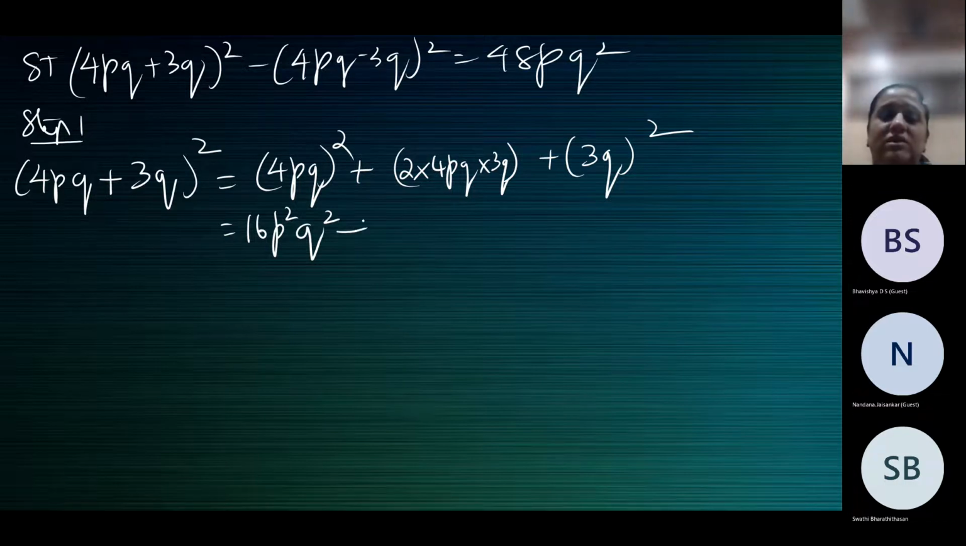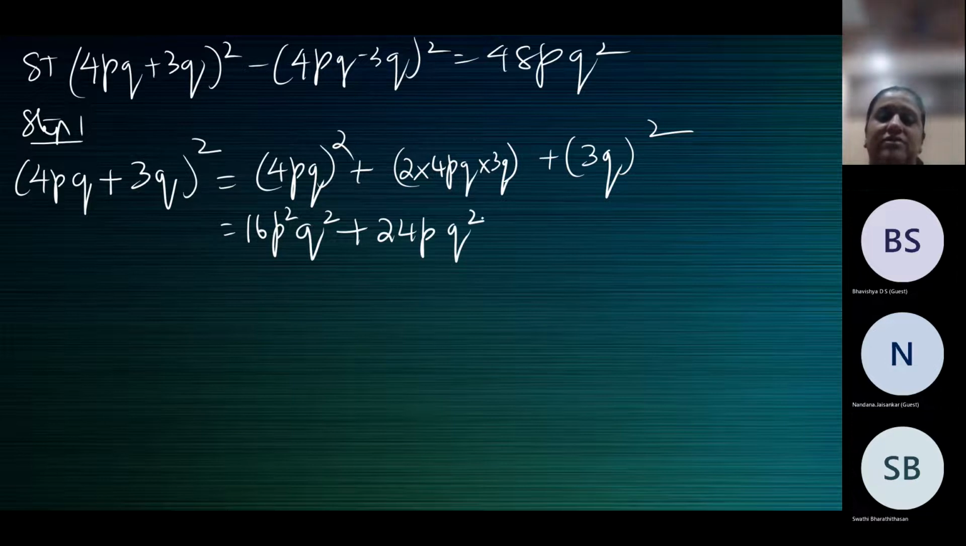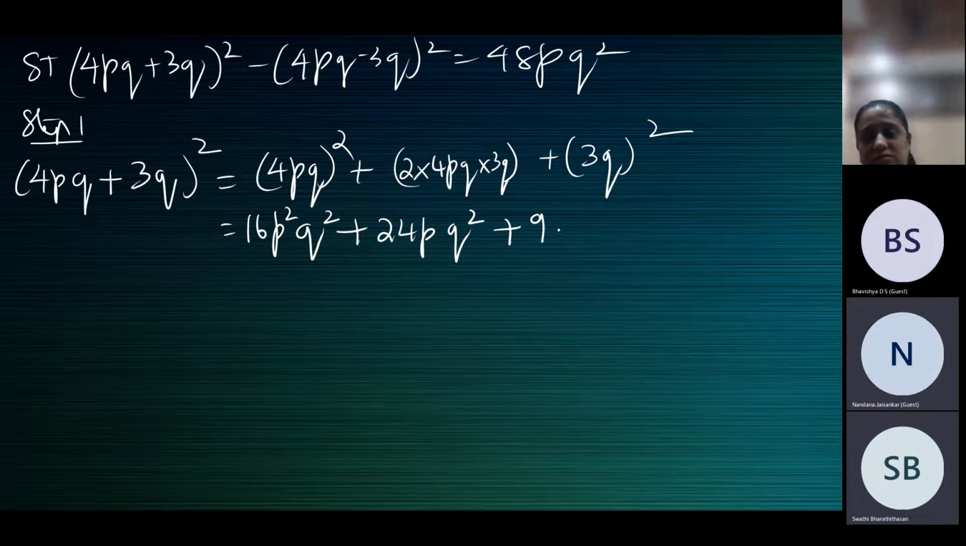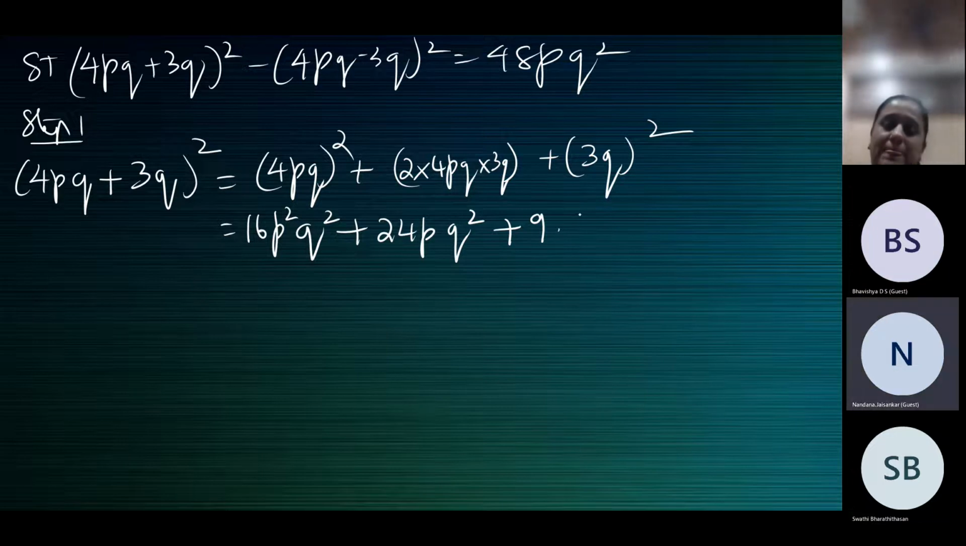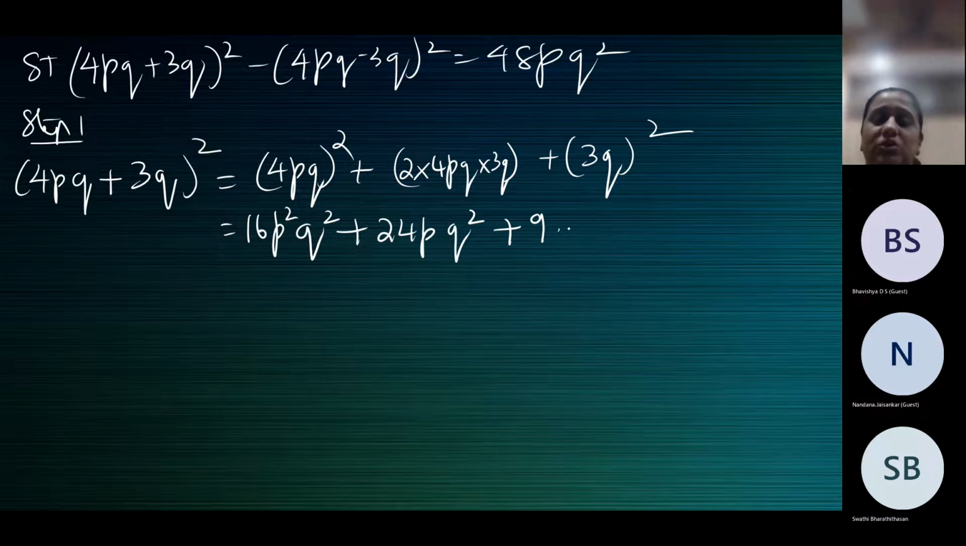Now, what's the product of the next bracket? Ma'am, 24pq square. Correct. Plus? Plus 9q square, ma'am. 9q square. 3q into 3q. 3q the whole square means 3q into 3q. 3 3s are 9. Q into Q, q square. This is the answer for the first part of the expression in the LHS.